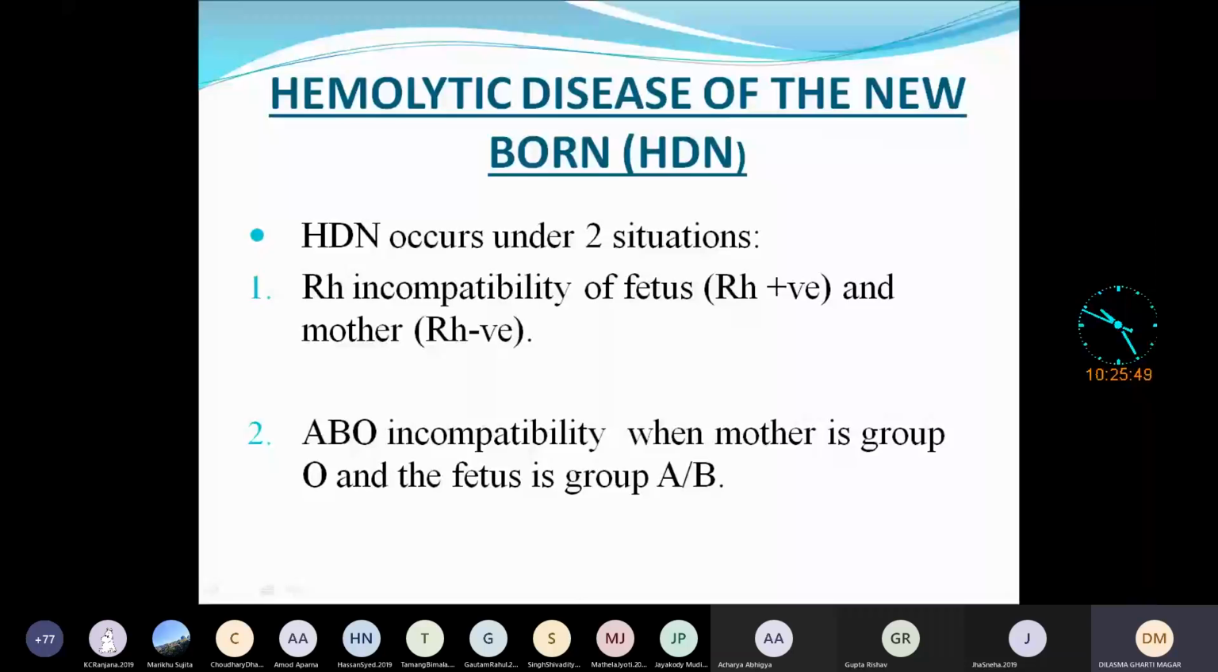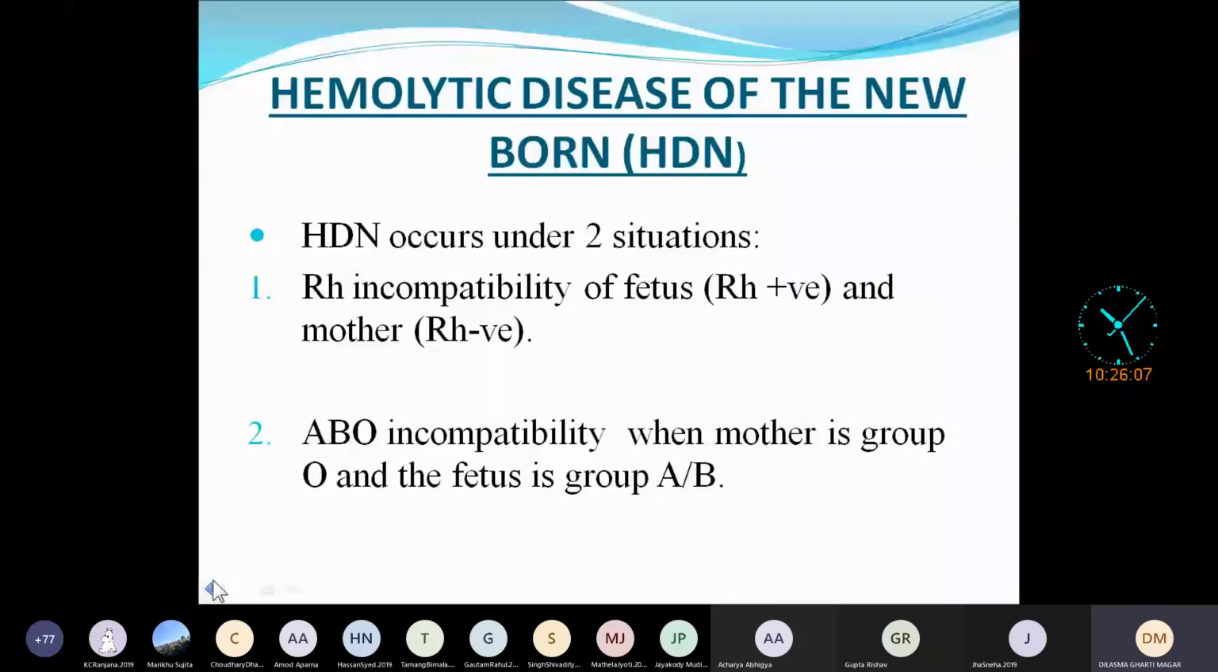Now for you people, mainly this Rh incompatibility is important, and ABO incompatibility, if you know, then it's good, isn't it so? The way it is, Rh incompatibility is very fatal, but the ABO incompatibility is not very fatal.